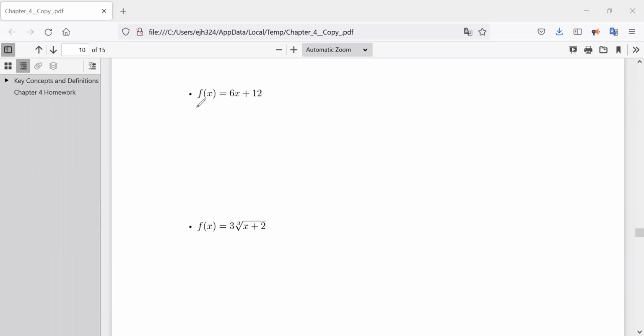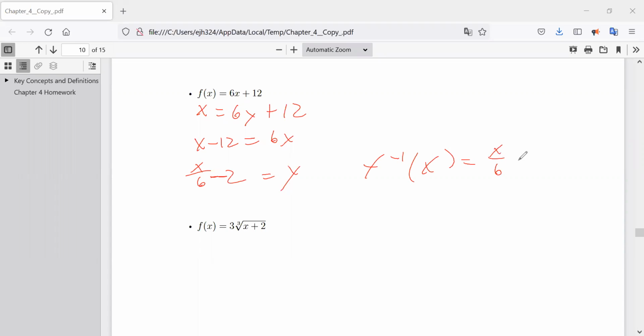So then this becomes x is equal to 6y plus 12. So we get x minus 12 equal to 6y. Then we divide both sides by 6, and we get x over 6 minus 2 is equal to y. So we get f inverse of x is equal to x over 6 minus 2.